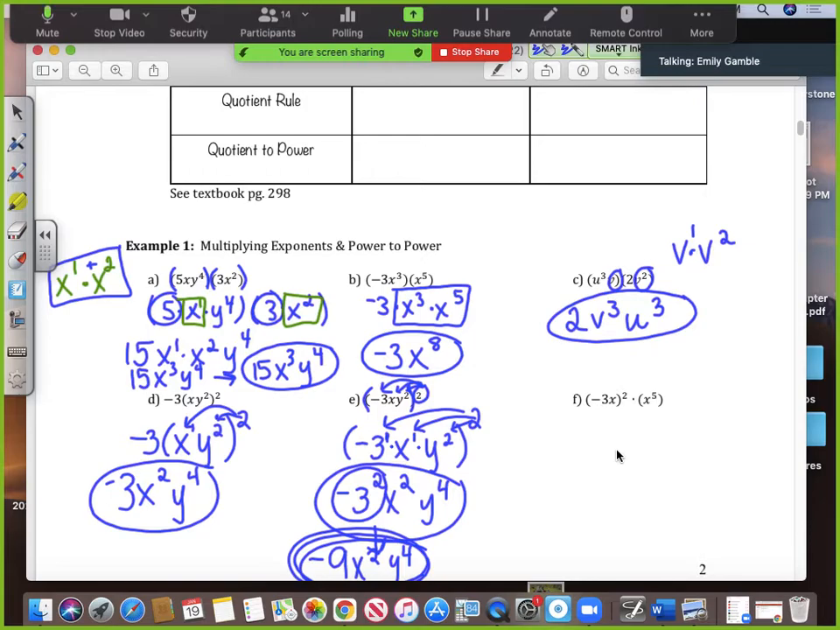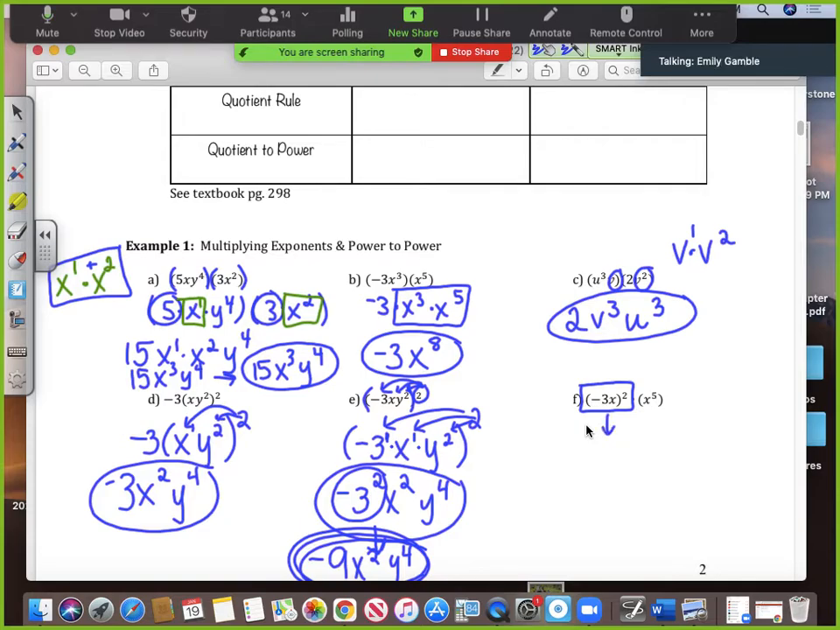Okay, and then this last one is going to be the hardest one because we have to use 2 different rules in one problem. So far, all of the rules that we've used just required one of the exponent rules, not more than one. So looking at this, we have -3x to the second power times x to the fifth power. We need to simplify this power to power rule before we do anything else.